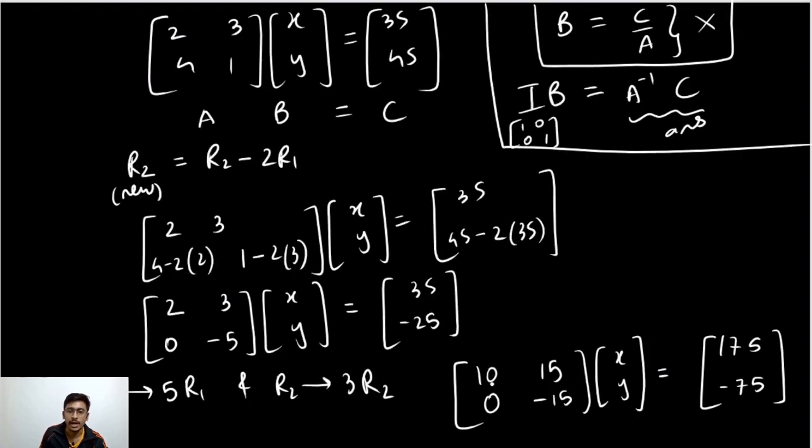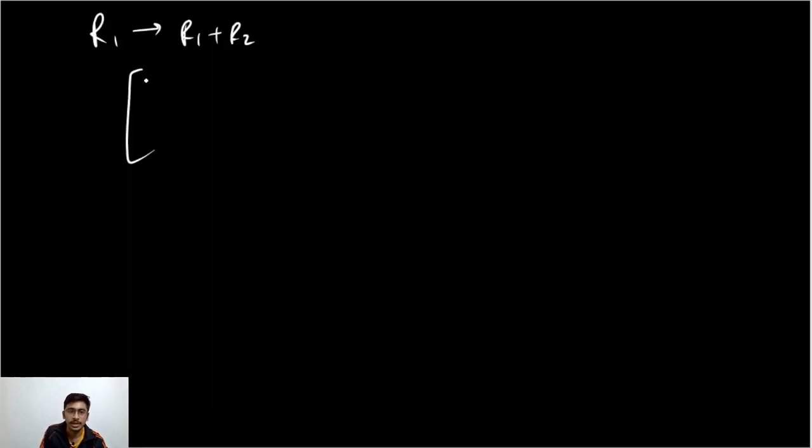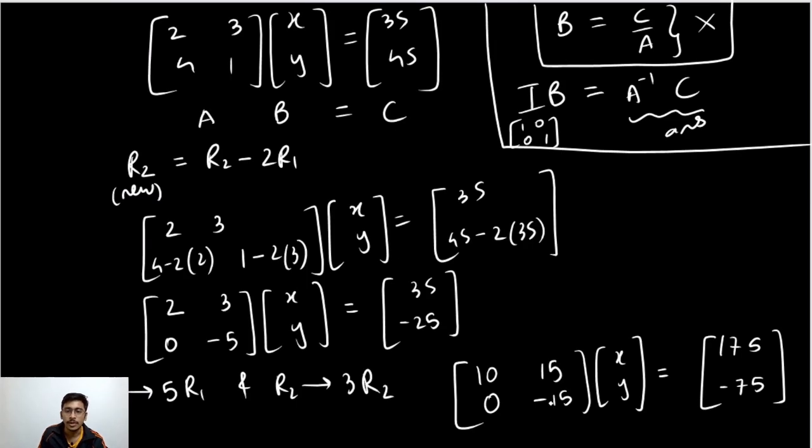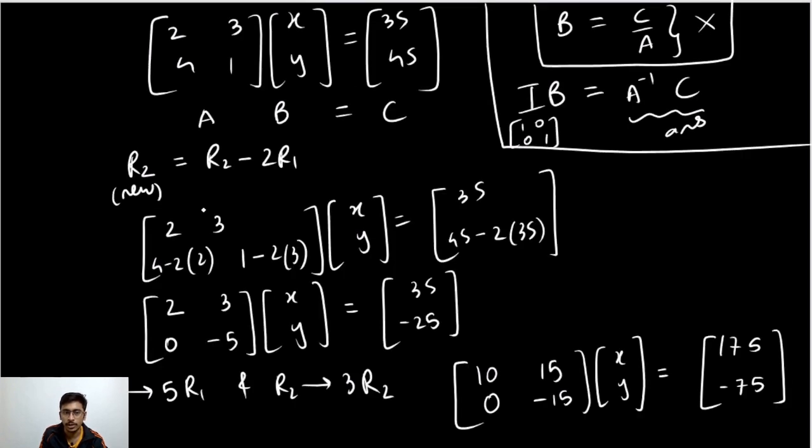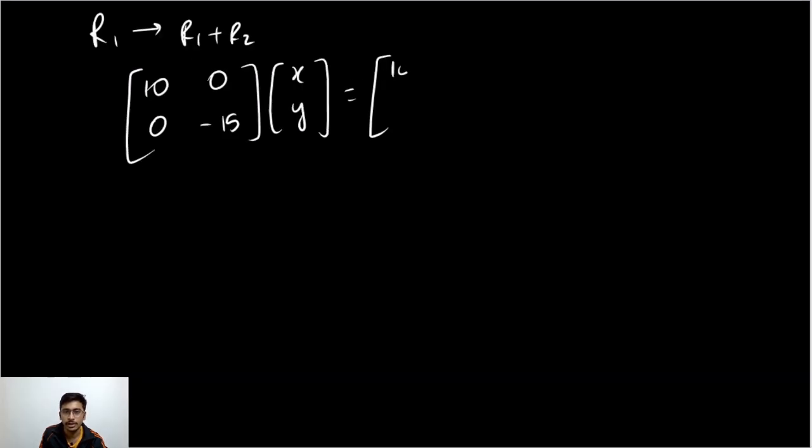Let's say we say R1 becomes R1 plus R2. Then what we get is we add 10 with 0, so it becomes simply 10. When we add 15 with minus 15, we get a 0 over here, and we have minus 15 over here, and x and y are the same. And what do we get over here? We get 175 minus 75, so we get 100 over here and minus 75 over here. So this is what we get.